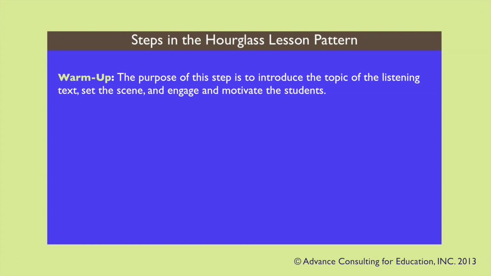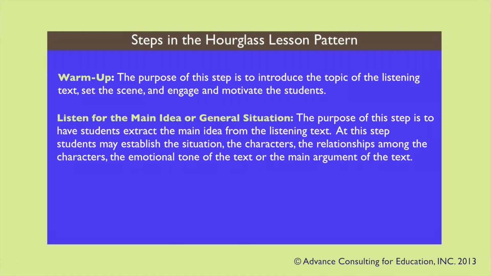The second step of the lesson pattern is to have students listen to the text for the main idea or the general situation. So students may establish what the situation is, who the characters are, the relationships among the characters, the emotional tone of the text, or the main argument of the text. So this step is focusing on meaning.